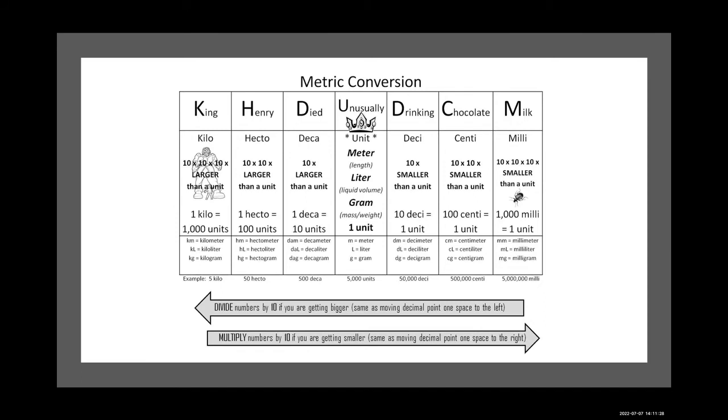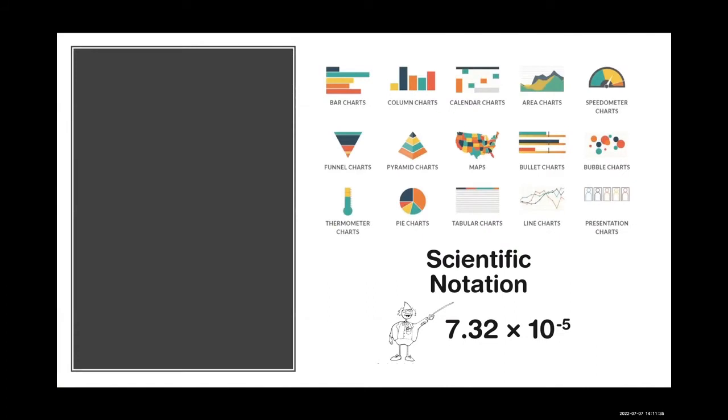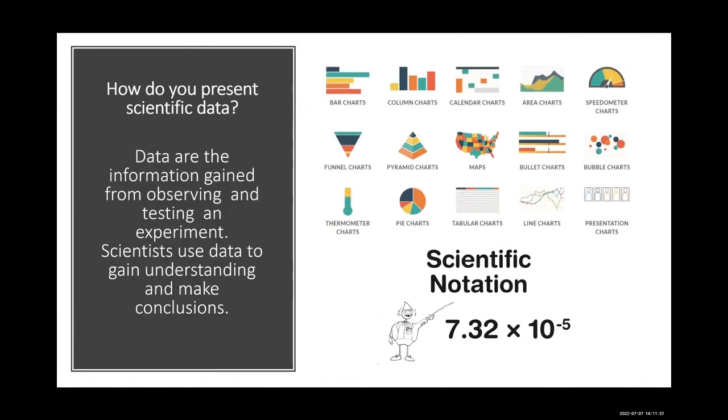And if you haven't seen this before, you'll get used to it pretty quick. So how do you present scientific data? Well, there's lots of ways to present scientific data. Data are information gained from observing and testing an experiment. Now, data is actually plural. Datum is singular, but you don't use it very much because usually you're collecting multiple points of information. So it's usually data. Scientists use data to gain understanding and make conclusions.